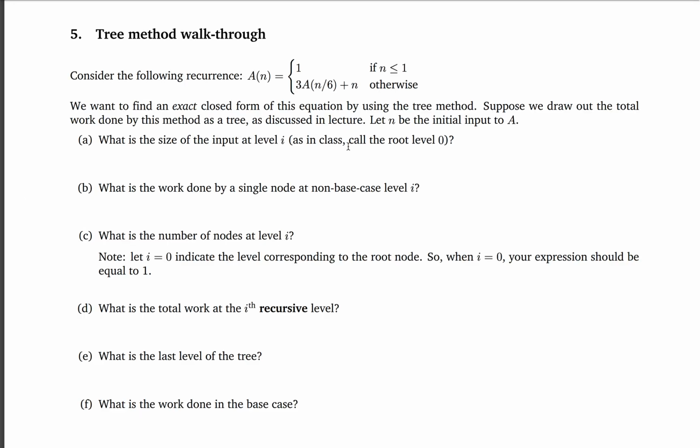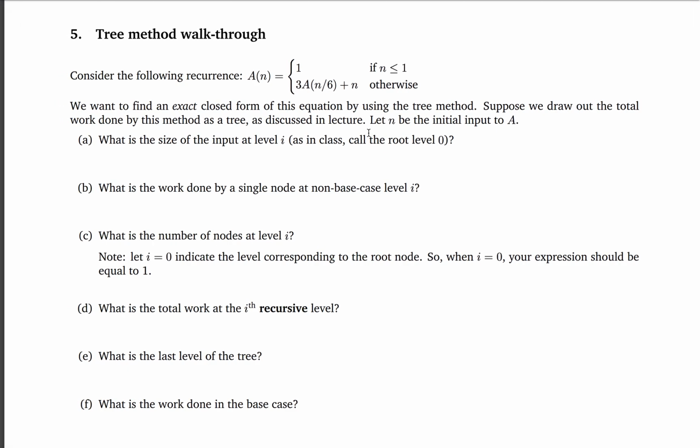And then for each recursive call that this node makes, we're going to draw in another node, right? Because remember, we're modeling each of these A calls as a node. So each A call is going to be a node. So if I basically have 3A(n/6), we're going to make those like 3 separate other nodes in our tree. And we're going to keep doing the same thing over and over.